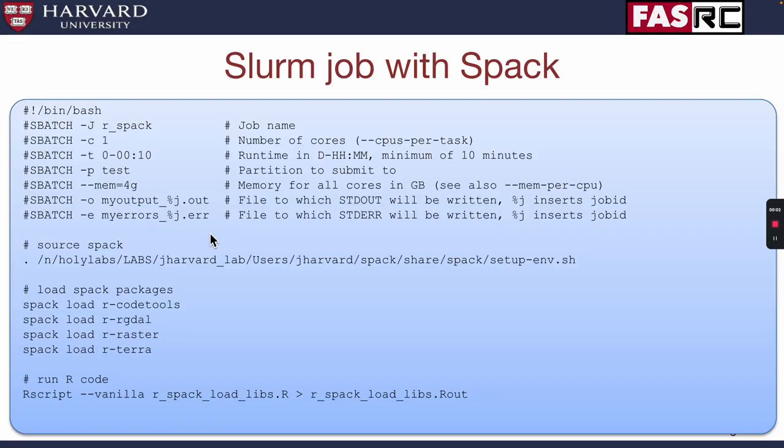After you have set up your Spack environment and you would like to submit a Slurm job with Spack, you will need to source Spack within your Slurm script. You have to add this line: dot and then wherever your Spack is, with the share/spack/setup-env.sh file. This will source the Spack environment. You can also substitute the dot with the word source. Then you will load all your Spack packages that you have installed, and then you can run your code.